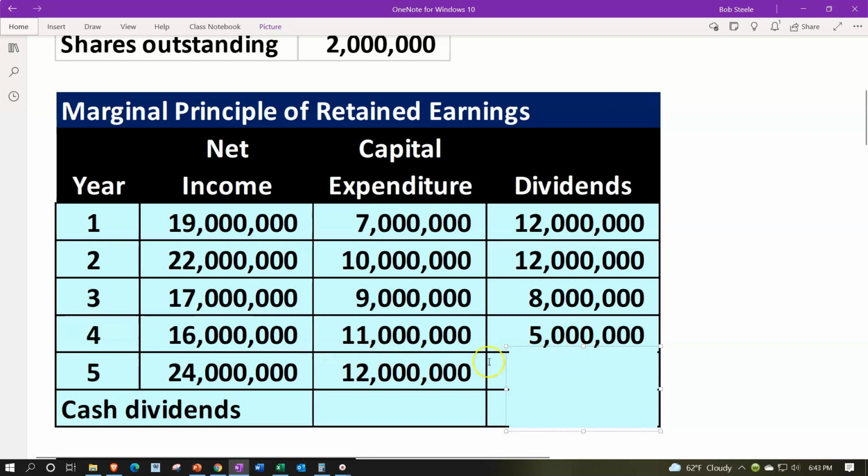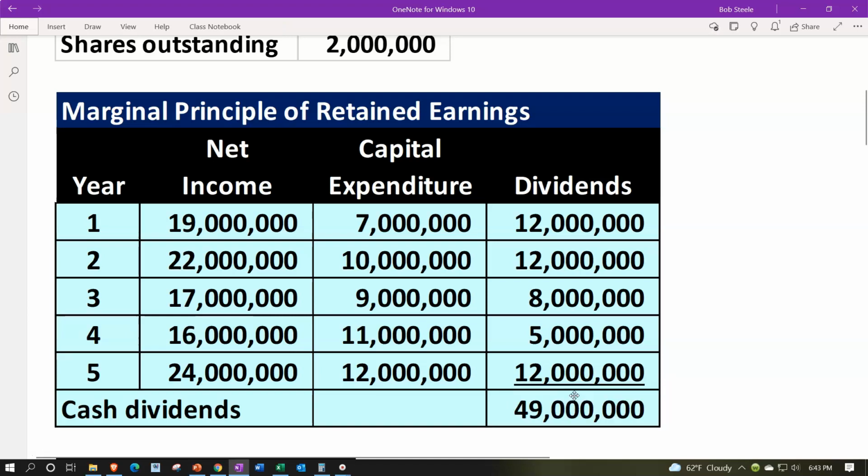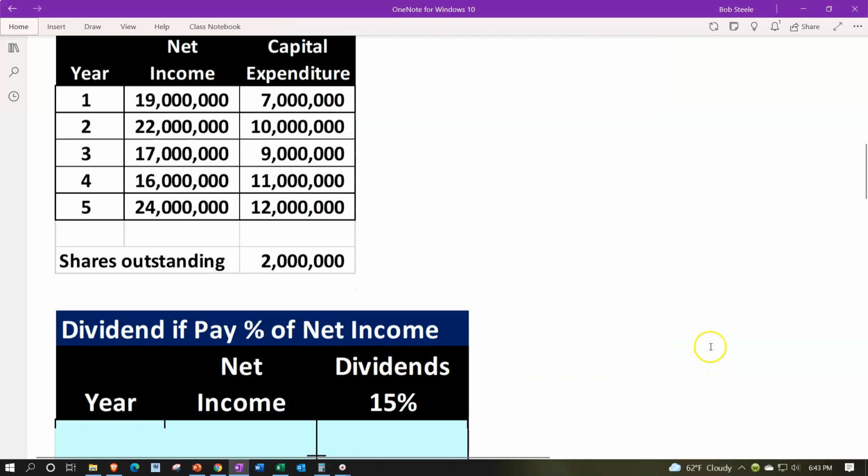So year 4, we got the 16 million, minus the 11 million capital expenditures gives us 5 million on the dividend. And year 5, 24 million on the net income, 12 million on the capital expenditures, giving us the 12 million at the dividend level. If we add up the dividends for years 1 through 5, we get the 49 million.